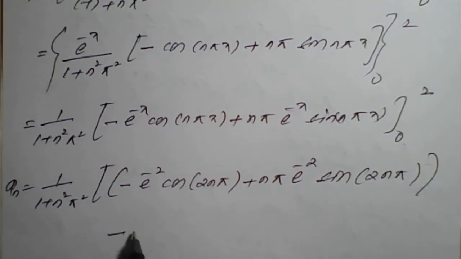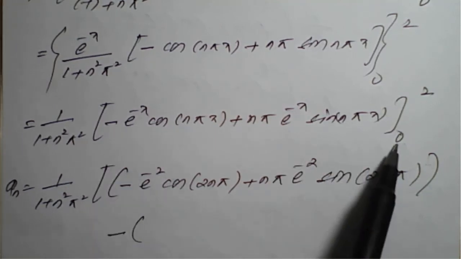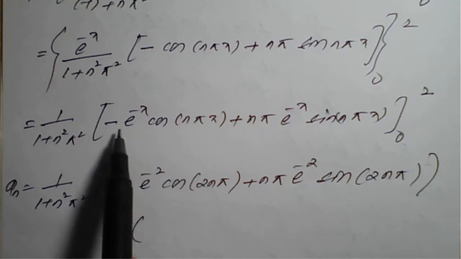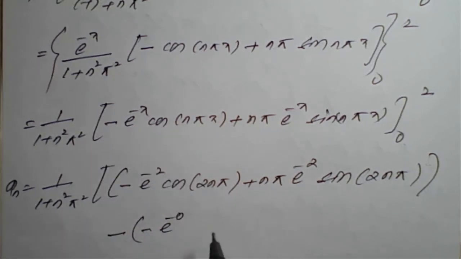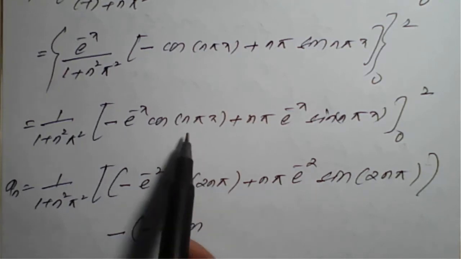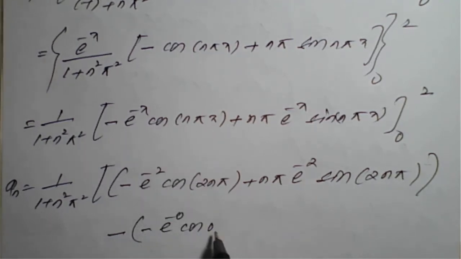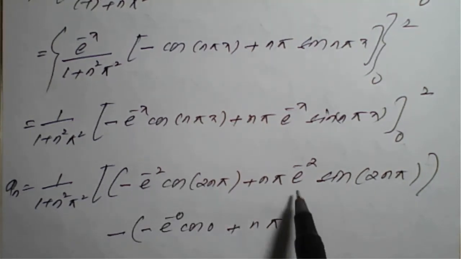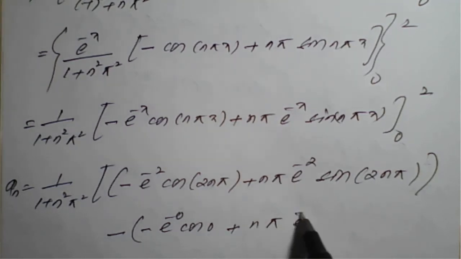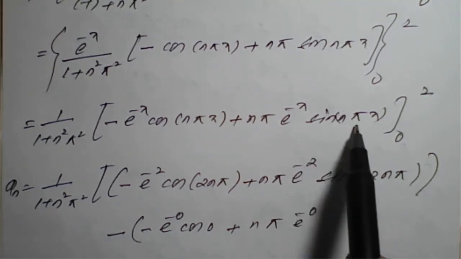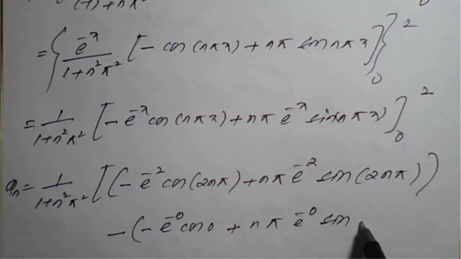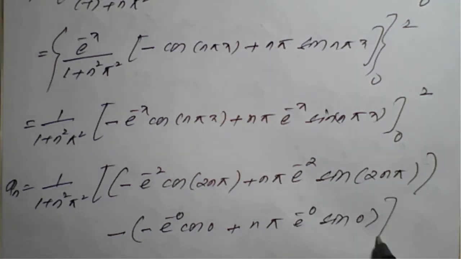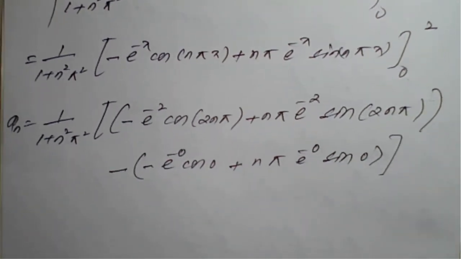Minus the lower limit we need to apply. Minus the lower limit is replace x by 0. So what happens here: minus e raised to minus 0 into cos of n pi into 0, which is cos of 0, the first term. Second term, plus n into pi e raised to minus 0 sine of n pi into 0, which is sine of 0. You can go directly also, better you go directly, but here I am giving it in detail.